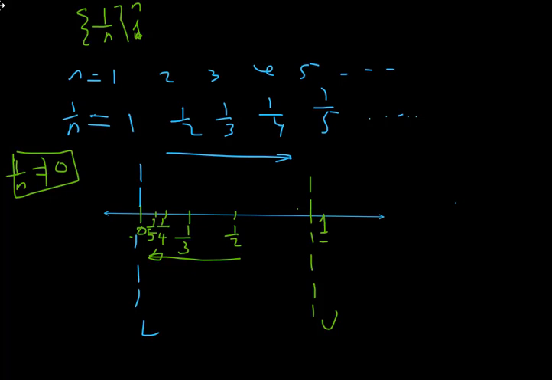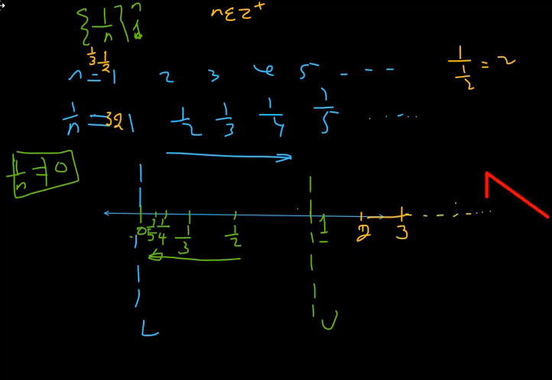Since our n is an element of the positive integers, let me take the half here. When n is half, the value of 1 over n goes to 2, because 1 over 1/2 is 2. When n is 1/3, the value goes to 3. Therefore, here I have 2, I have 3. Therefore, I have a lot.